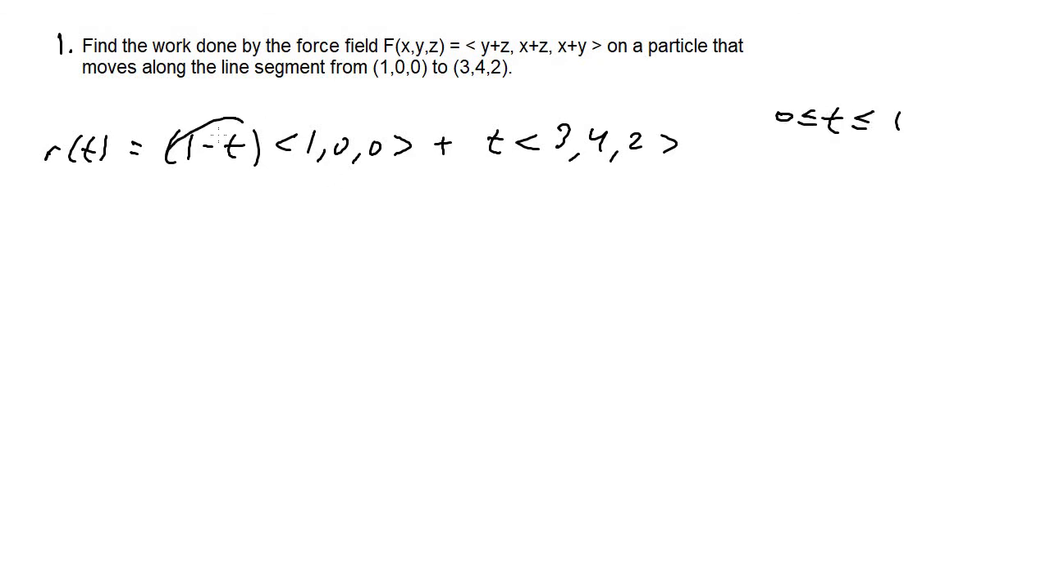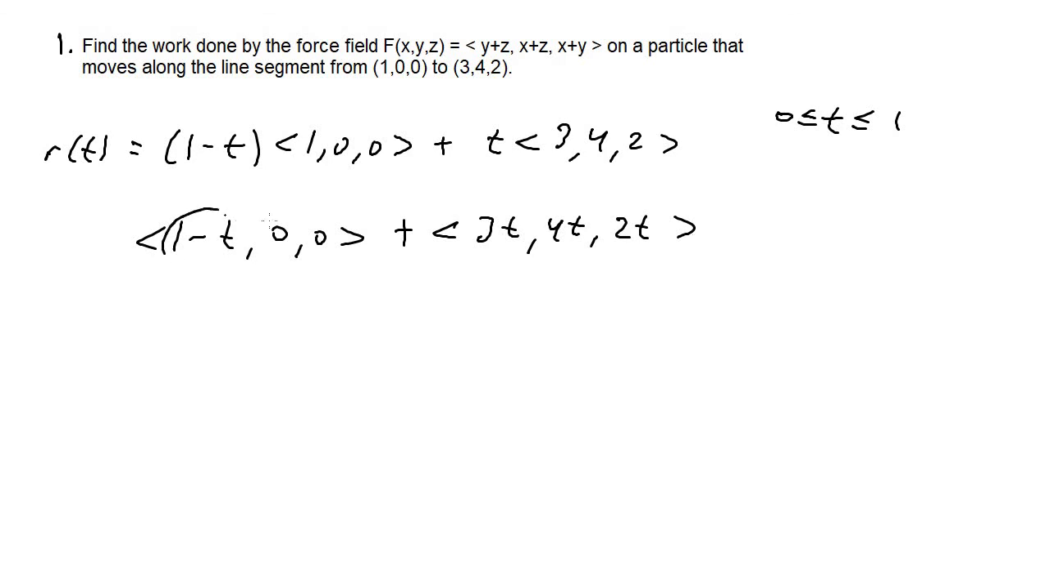If I distribute 1 minus t into the vector 1, 0, 0, we get 1 minus t, 0, 0, plus, if I distribute the t over to 3, 4, 2, we get 3t, 4t, 2t. Now if I add those two vectors, we add similar components. So 1 minus t plus 3t is 1 plus 2t, 0 plus 4t is 4t, and 0 plus 2t is 2t. That is the vector function r of t in component form.